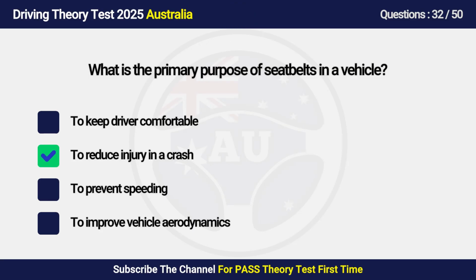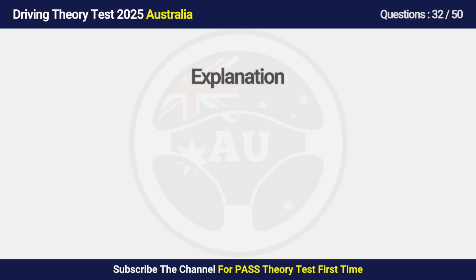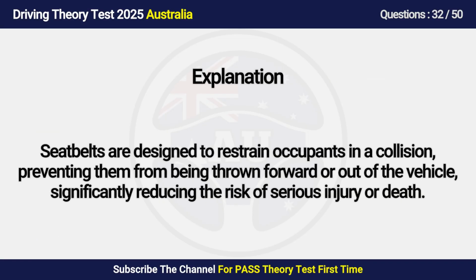Answer is B, to reduce injury in a crash. Seat belts are designed to restrain occupants in a collision, preventing them from being thrown forward or out of the vehicle, significantly reducing the risk of serious injury or death.